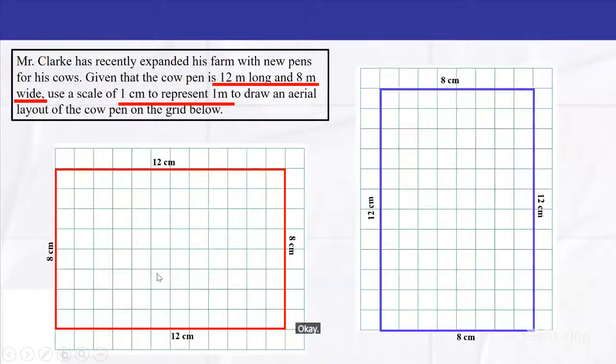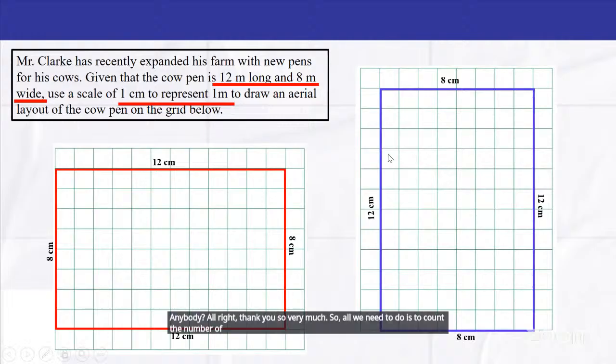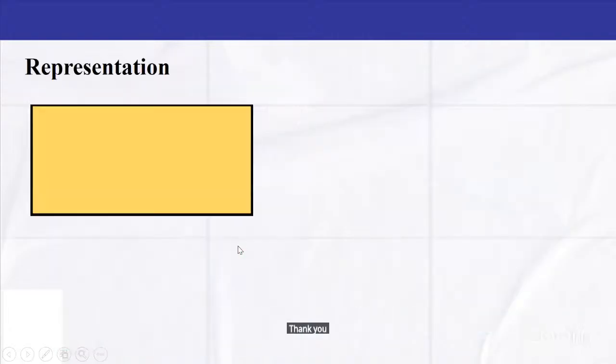Okay, so what is the perimeter of this rectangle? Anybody? A number of persons are saying 40. All right, thank you so very much. So all we need to do is to count the number of boxes along the edges of the rectangle. Thank you. So let's dive deeper now.